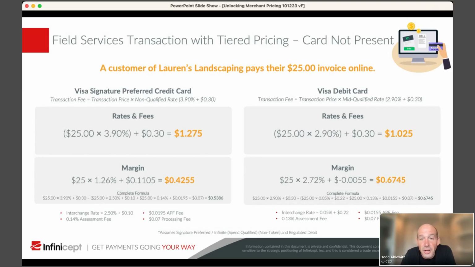Oh, it's also a card not present. So $25 times 3.9%, add 30 cents, and it's $1.27 for that transaction. The margin on it is going to be 42 cents, 42.5 cents.